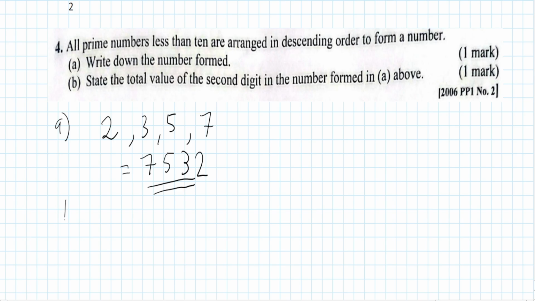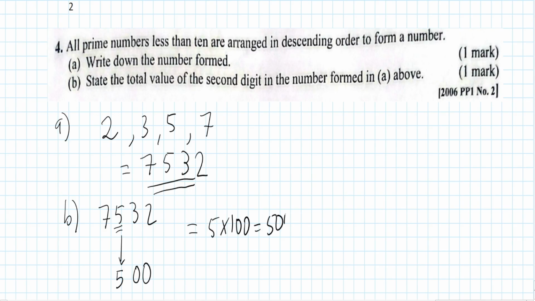So for question B, state the total value of the second digit formed in A above. If you look at 7532, the second digit is 5, and therefore the total value for that second digit is going to be 500, because 5 is at the hundreds place value. So 5 times 100 is going to give you 500.